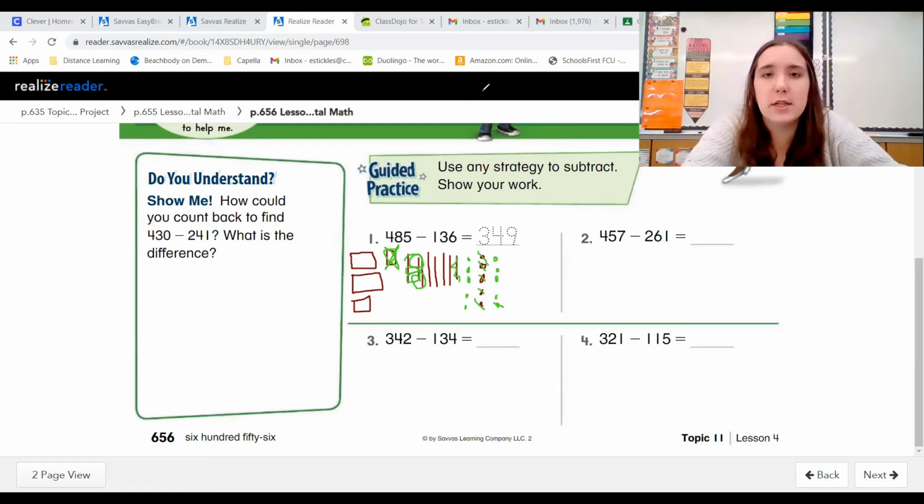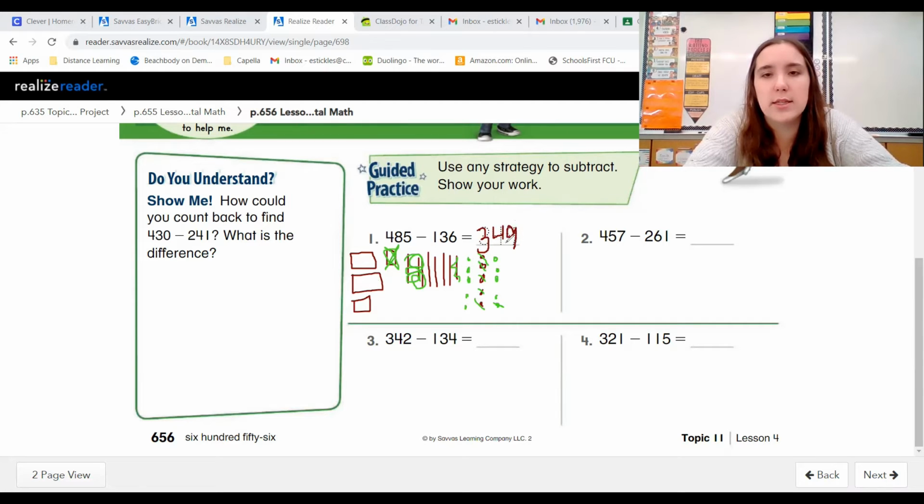Now my last step is going to be counting up what I have left. So I have 1, 2, 3 hundreds. I have 1, 2, 3, 4 tens. And I have 1, 2, 3, 4, 5, 6, 7, 8, 9 ones.